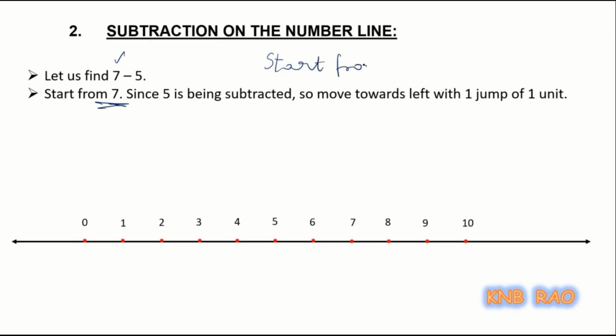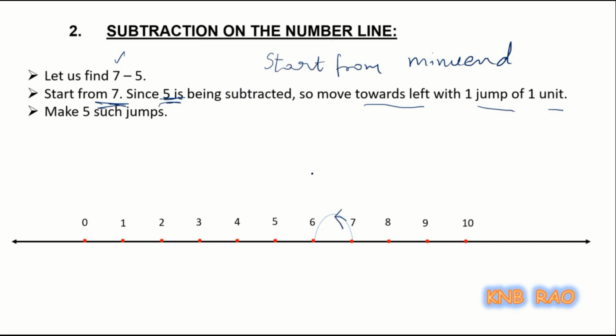Start from minuend. And how many jumps do we do? We will jump the subtrahend number of jumps. Since 5 is being subtracted, move towards the left, 1 jump of 1 unit. So how many jumps? We will jump 5 jumps. So here 7 to 6, I have jumped once, then from 6 to 5, another jump.